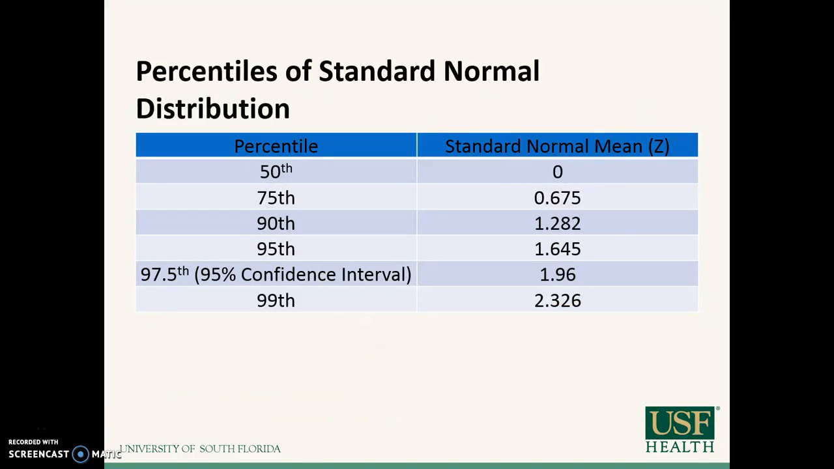And here's a table which is very convenient for us. It has the percentiles for the standard normal distribution listed here. So we have the 50s, 75s, 90s, 95s, 97.5s, and the 99 confidence level.